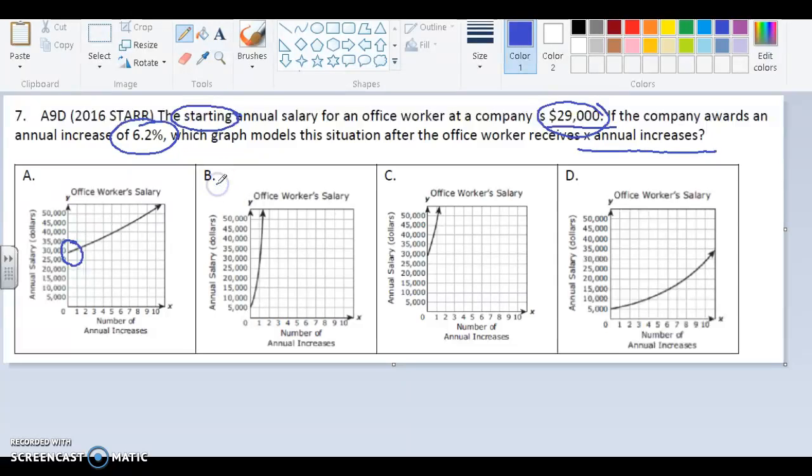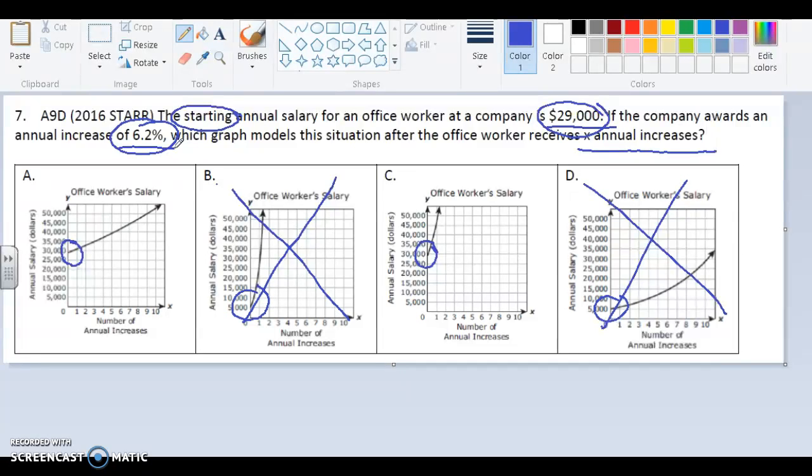If we look at letter B, well, that starting salary is down at $5,000, which definitely doesn't fit what we're looking for, so we're going to cross that one out. For letter C, got another starting salary at around $29,000, so we're going to keep that. And then letter D, again, is just sorely off course. So now it comes down to which graph looks most like it represents an increase of 6.2%.